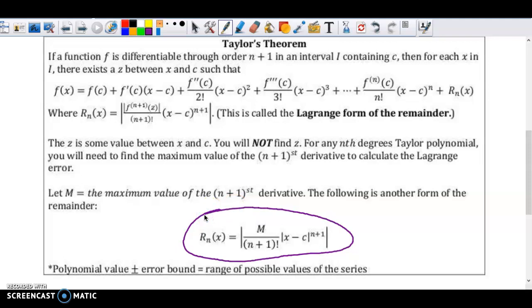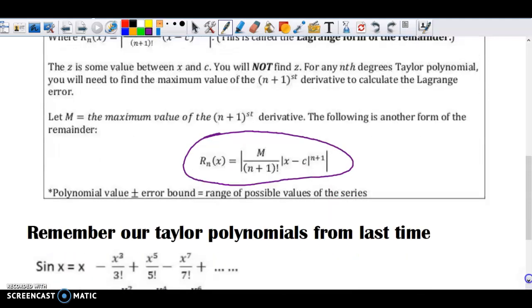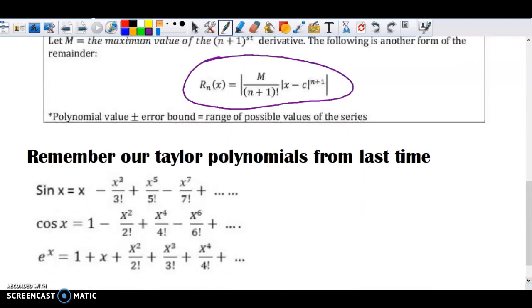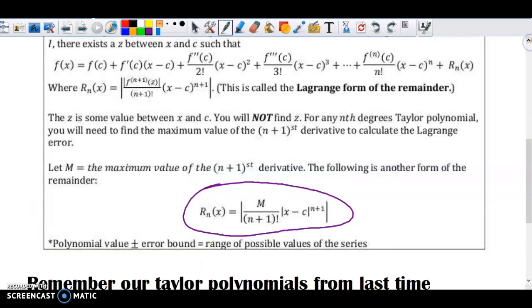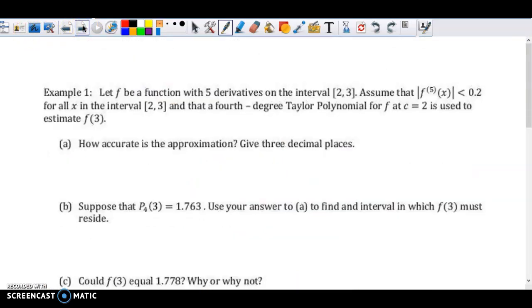to calculate that error. Let's go ahead and just jump into an example. One thing that would be helpful to know are our Taylor polynomials from last time that I told you to memorize, so sine, cosine, and e to the x. If you want to jot those down or pull up your notes from last time, you have all of the variables and what they stand for right here, so if you need to look back at this at any time. But I'm just going to go ahead and start doing some examples because I think that'll make the most sense.